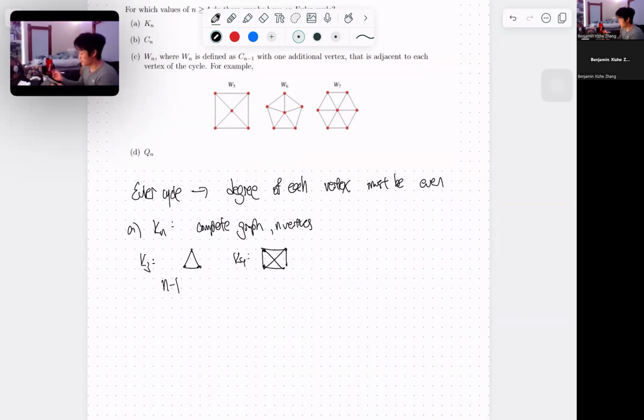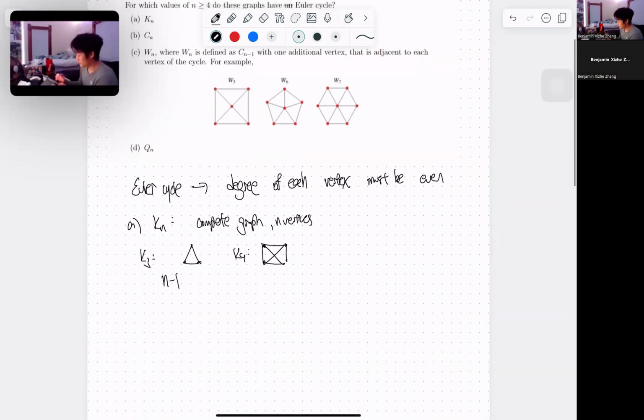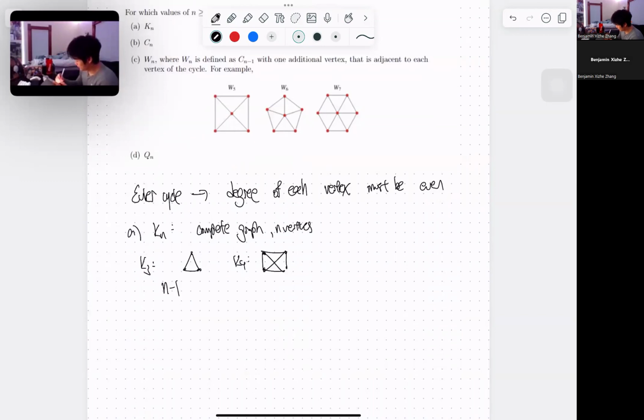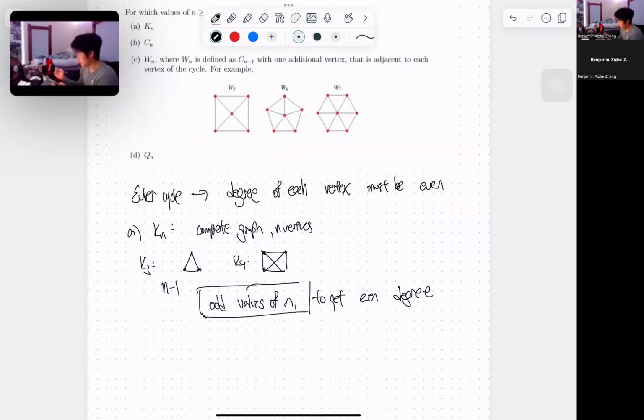So in K3, for example, each vertex is connected to the other two vertices, so the degree of every node will be 2. So if we generalize, we would want odd values of n to get even degree. So odd values of n is our answer for this. Greater than or equal to 4, so starting at 5.